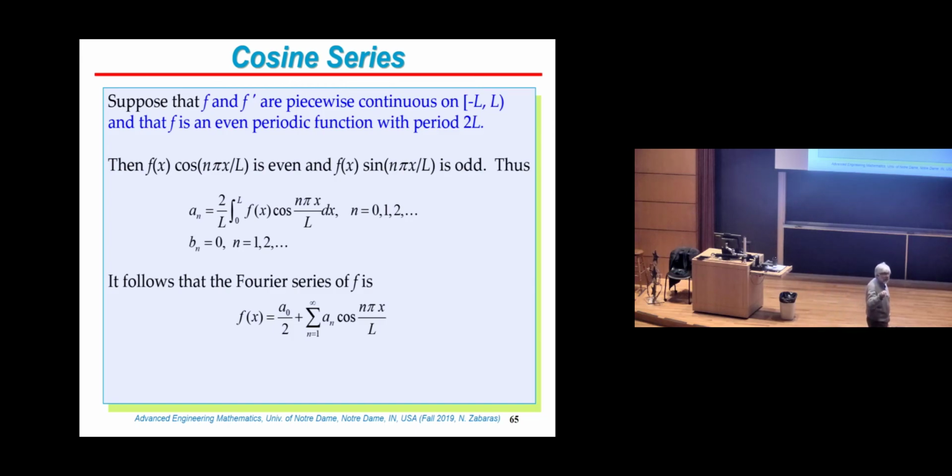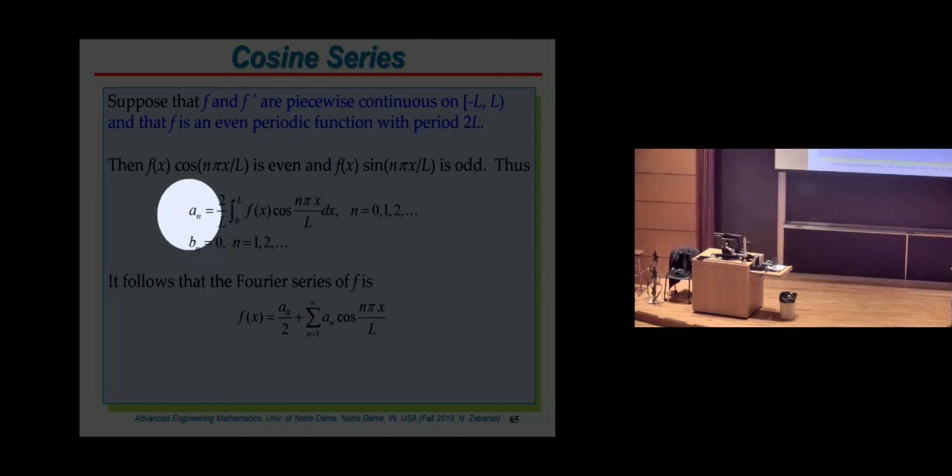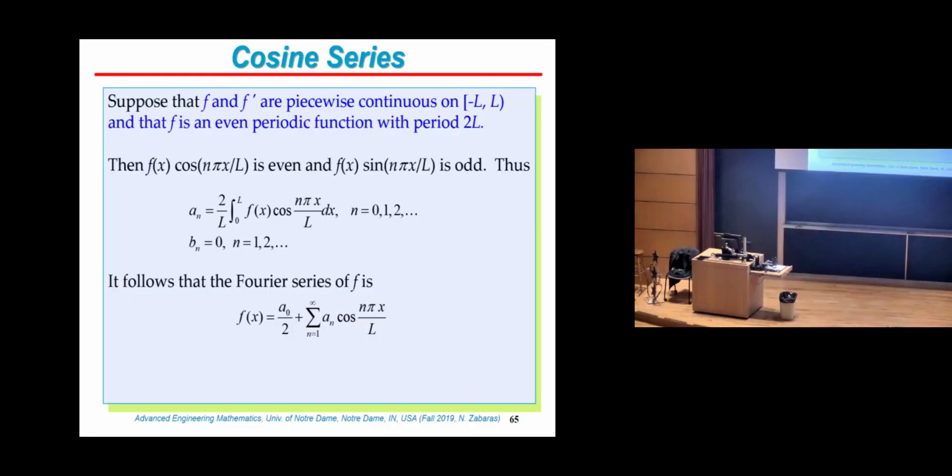Odd, okay? So if you get odd, when you do the integral, half of the domain the function will be plus, the other half minus, so you will actually get 0. So the b's are 0. And the only thing you get for an even function is the coefficients an that involve these cosines. So the expansion looks like that. So an even function has a cosine series expansion.